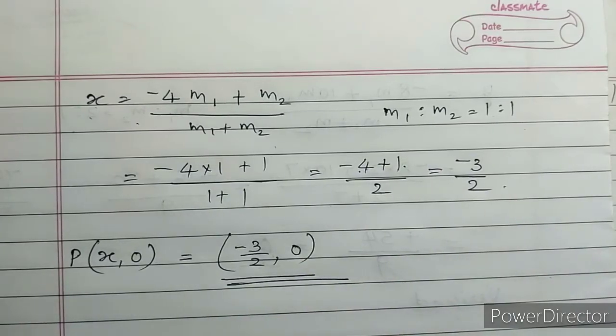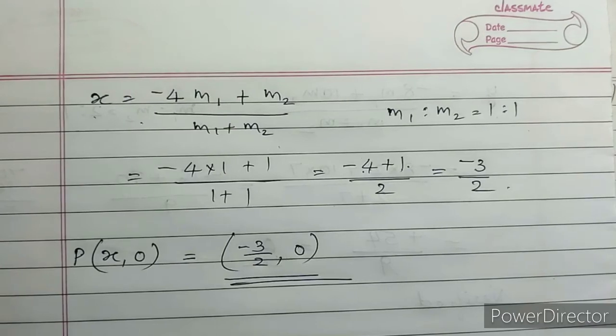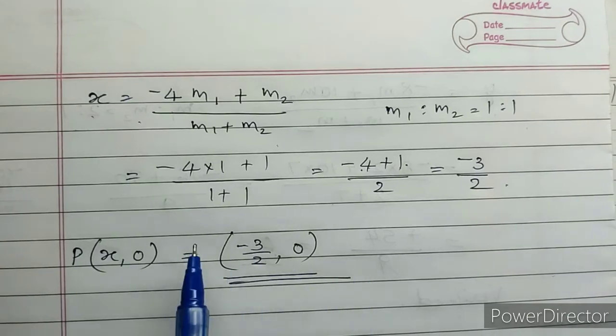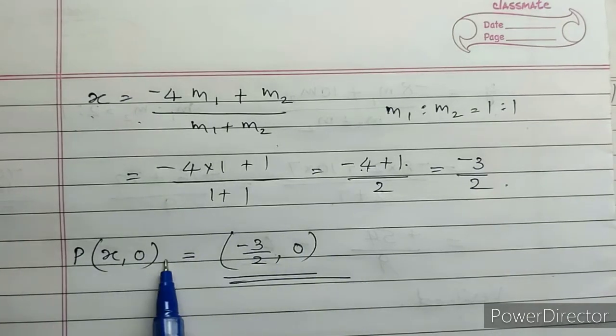So I hope you understood, children. If the ratio is given, you can find the coordinates. If the ratio is not given, you have to find the ratio, and if coordinates are given also, you can find that using the section formula. A similar sum for the y-axis: if the point is on the y-axis, then instead of x0 you have to write 0, y. Same type only.